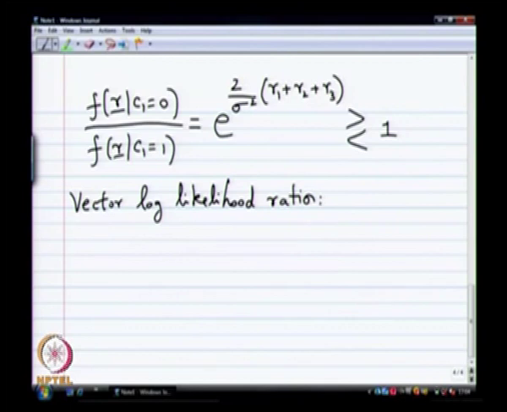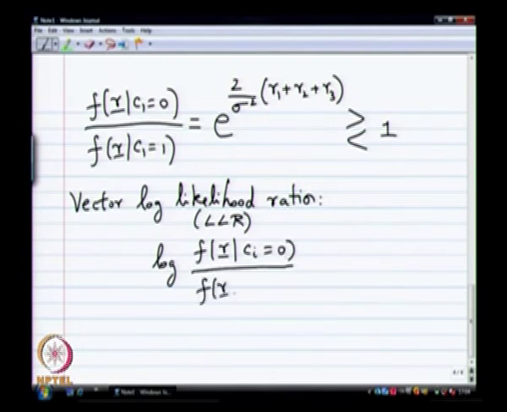Okay, which is basically, in a general setting, this log likelihood ratio, abbreviated as LLR. So, this vector LLR will be log of f of r given Ci is 0 divided by f of r given Ci is 1. Since it is a vector, we will call it capital Li. So, this is the vector LLR for the ith bit, using the ith bit.